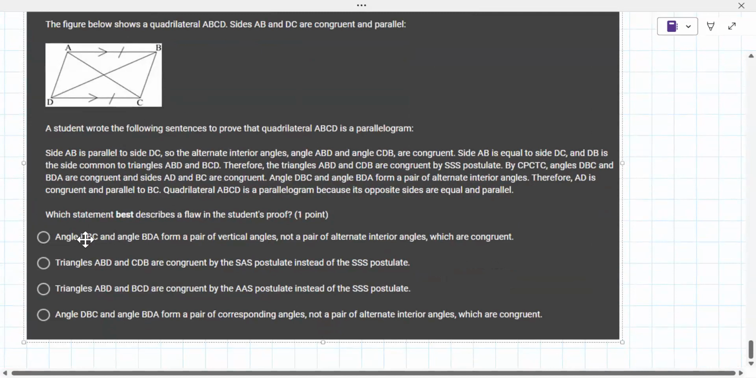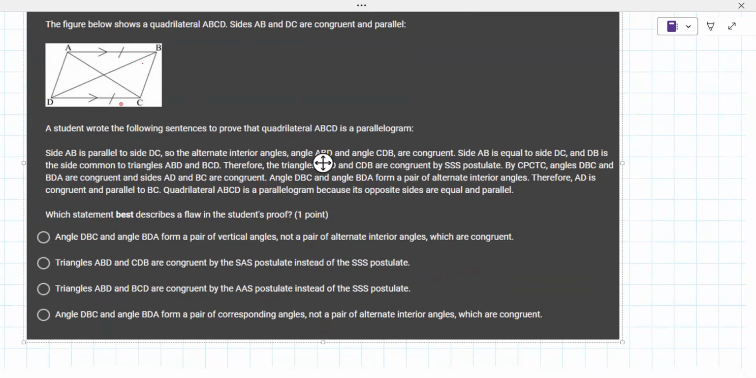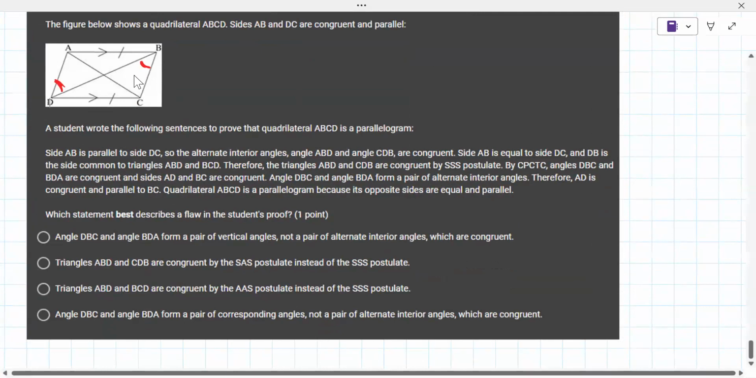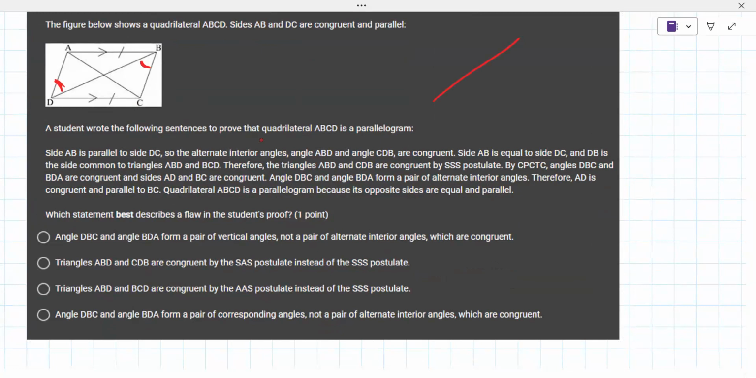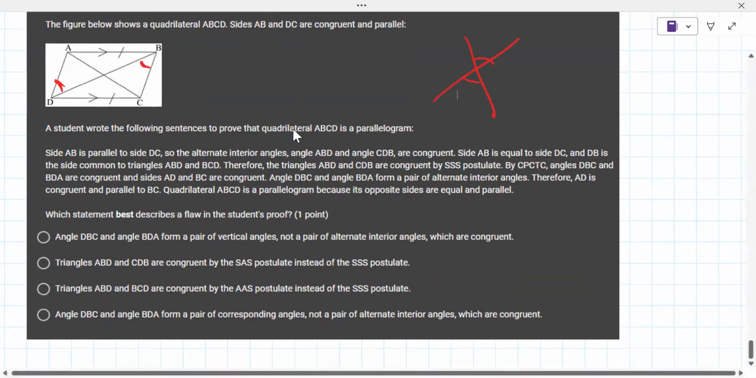So let's go through this. DBC, B to C, and BDA, are those vertical angles? Yes. Vertical angles meet at an X. Those are actually alternate interior. So they alternate over this transversal. Oh, that's what I meant. Yeah. So we know A is out.